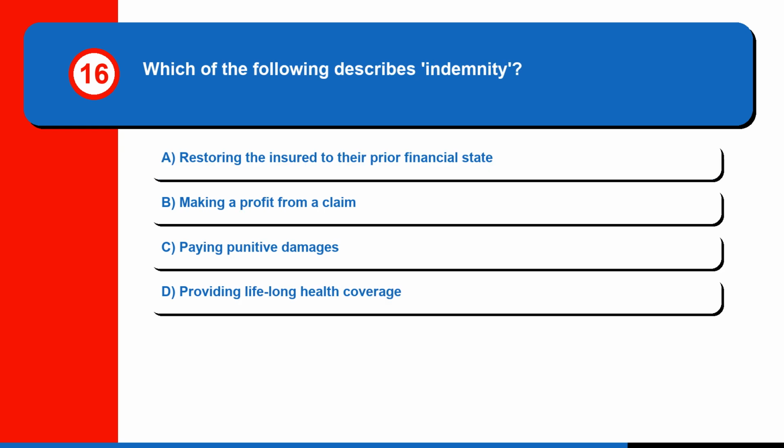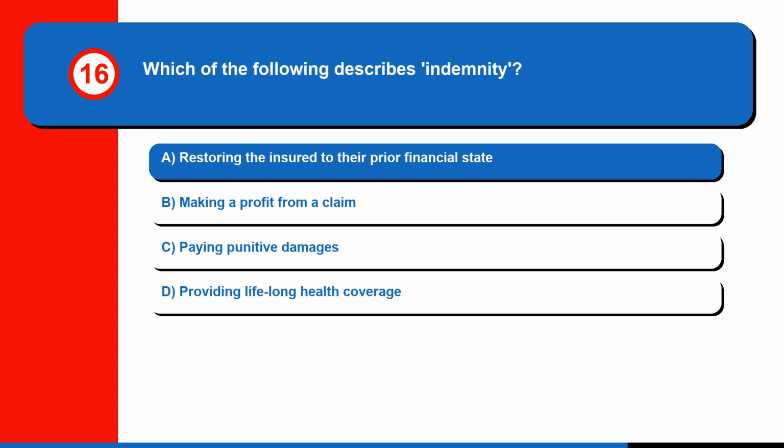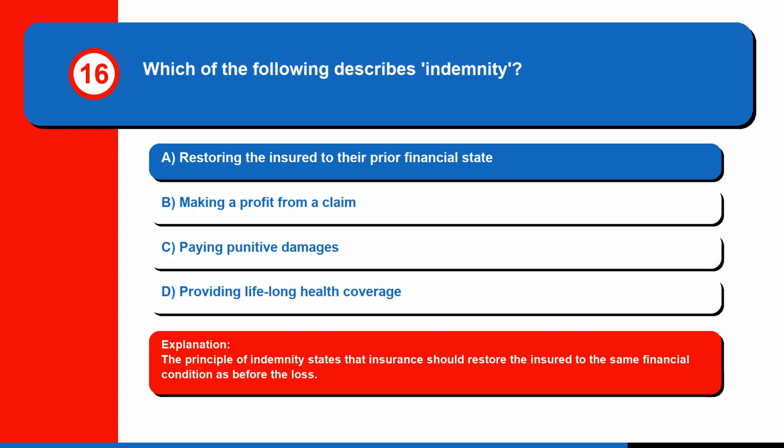Question 16. Which of the following describes indemnity? A. Restoring the insured to their prior financial state, B. Making a profit from a claim, C. Paying punitive damages, or D. Providing lifelong health coverage. The correct answer is A. Restoring the insured to their prior financial state. The principle of indemnity states that insurance should restore the insured to the same financial condition as before the loss.